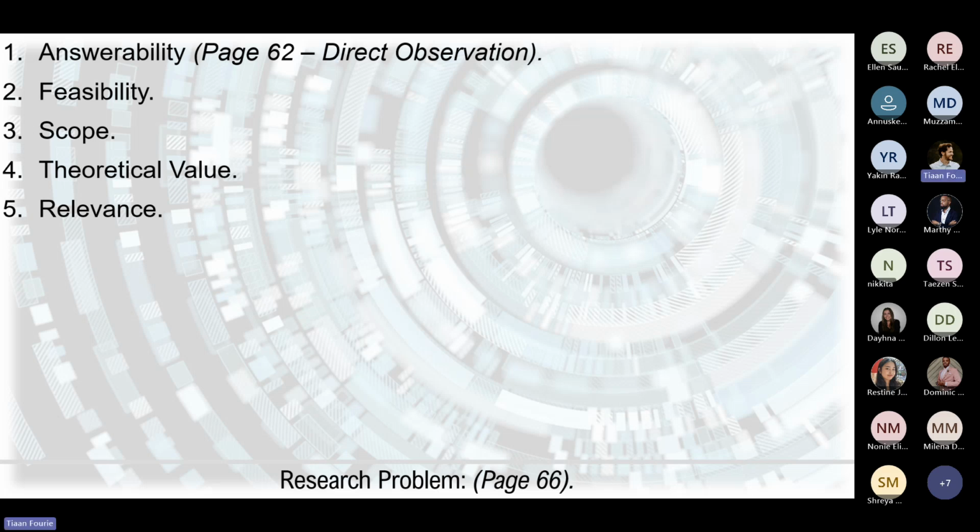in this field of research? This is linked to scope and relevance. Even theoretical value is linked to your relevance. And here it is, number 5, relevance. Is your research problem relevant? You need to be able to describe the phenomena, and it should not be trivial. It shouldn't be a nonsense research problem. It should be a relevant research problem.